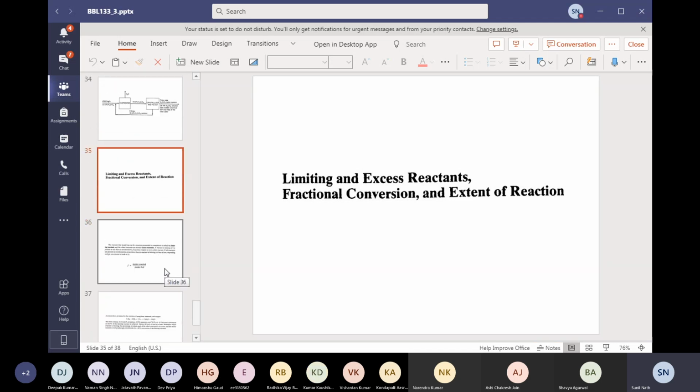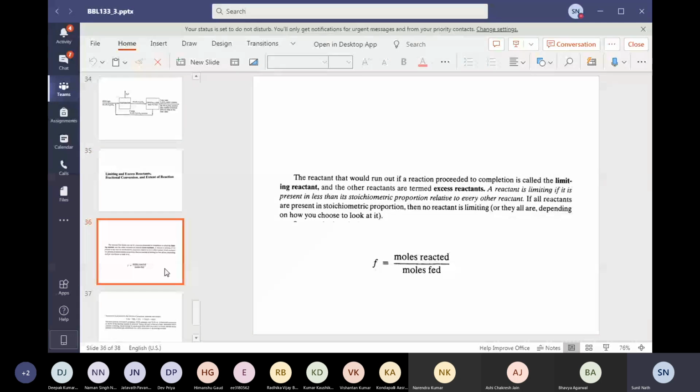So basically, this is the point. The reactant that would get completely consumed is what I said here. The slide says: reactant that would run out, that would be completely consumed if the reaction proceeded to completion. That is the limiting reactant. Every other reactant would be in excess, so those are excess reactants. The italics one says a reactant is limiting if it is present in less than its stoichiometric proportion relative to every other reactant. That's correct.